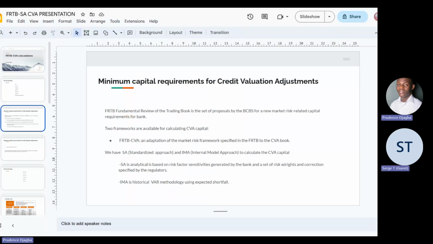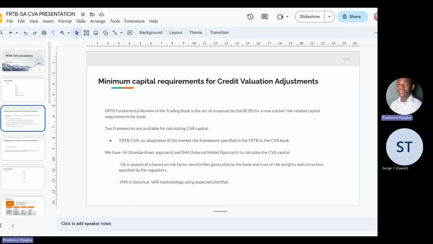And we are using the FRTB framework. FRTB is defined as the Fundamental Review of the Trading Book, and it was set up by the Basel Committee on Banking Supervision to evaluate the minimum capital required to cover market risk. Then we're going to use that same framework and adapt it to our CVA book. And we have two frameworks available to calculate the CVA capital. One is the FRTB-CVA, and the second is the basic approach.